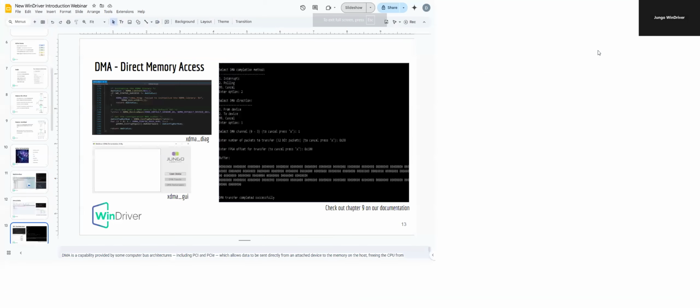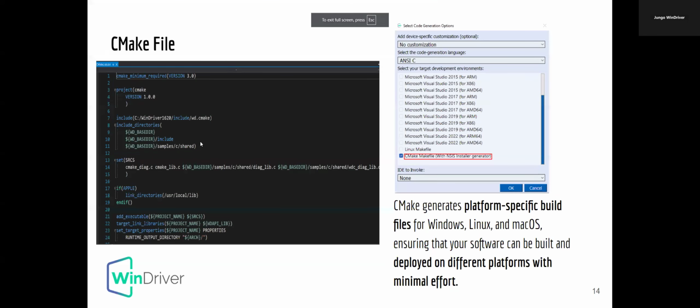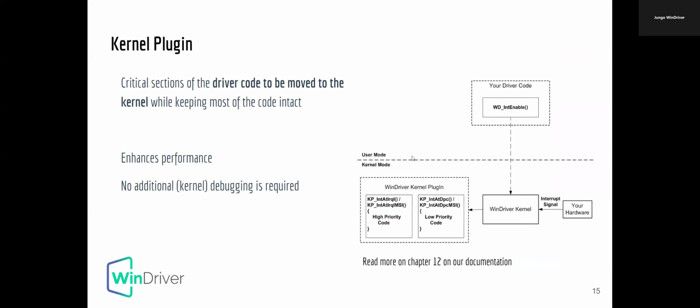Go back to the slideshow. CMake file. I've talked about it. We saw how easy it is to build solutions. Kernel plugin. As I said, chunks of code are moved to kernel mode. You can create an interrupt handler here. Immediate interrupt handler, interrupt trace, enhances performance, less context switching. No additional kernel debugging is required as everything is set up from user mode.